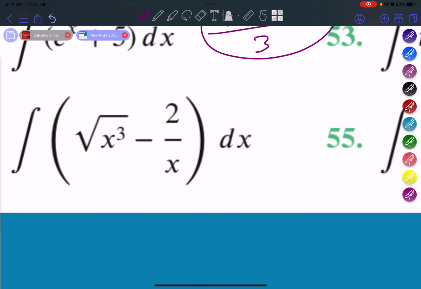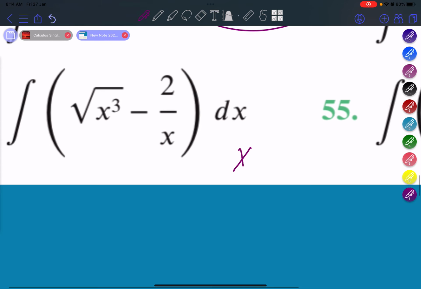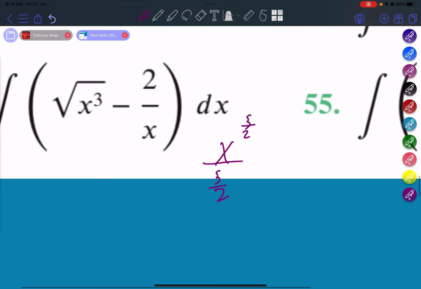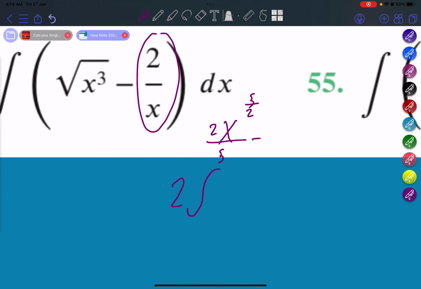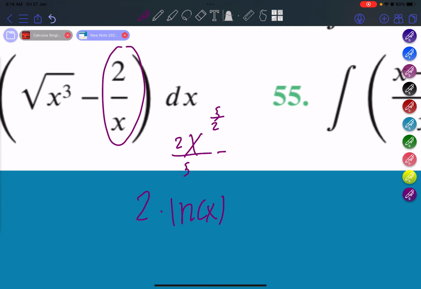Here again, we will write x power 3 over 2 plus 1. It becomes 5 over 2. Now let's divide by 5 over 2, and the 2 will go up. Minus, if we integrate this, actually 2 will go back, and then we'll have 1 over x, and we know the integral of 1 over x is ln x, so times ln x. So this is minus 2 ln x.